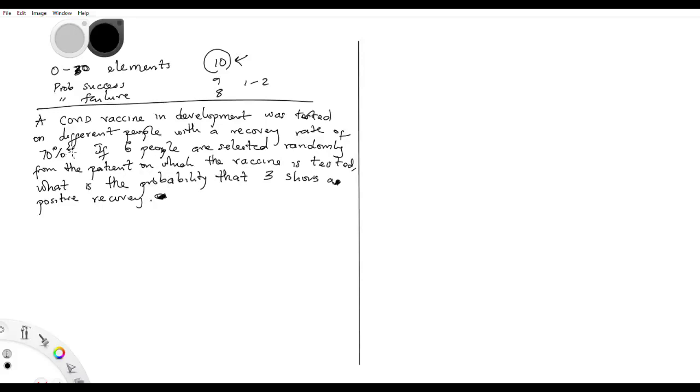So since the success of the event is 70%, then we can say P in this case is 70/100. And since P is 70/100, then Q would be the failure of the event. That's 30/100. Okay, so we have these two, they're settled already, fine.